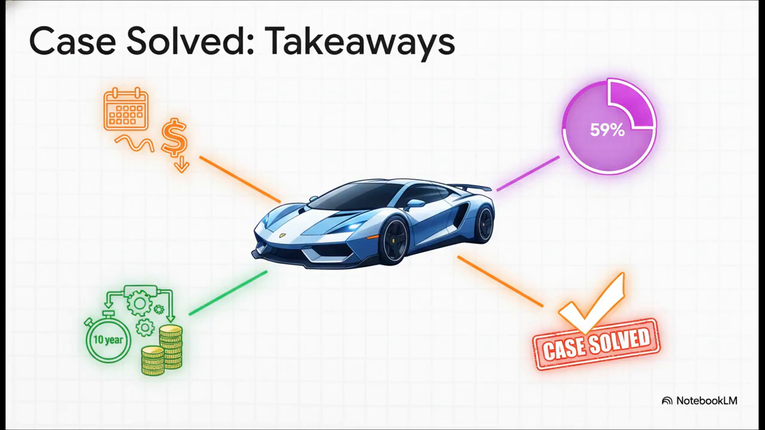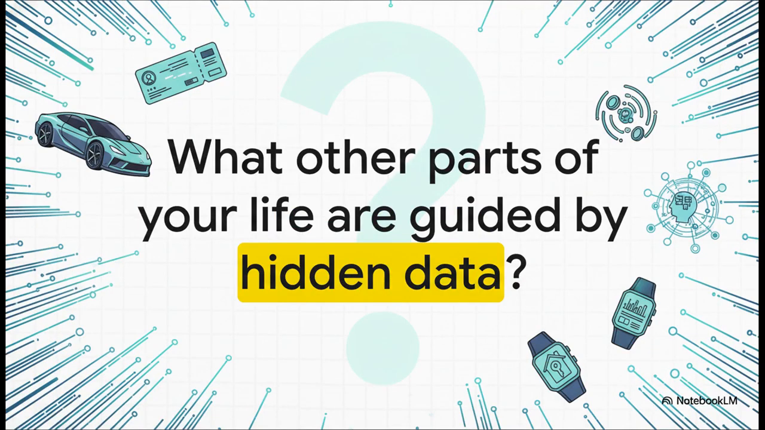It's real. You know, today we cracked the code on car insurance, but this exact same kind of detective work, this kind of analysis, is happening silently all around you every single day. The price you pay for a plane ticket, your credit score, it's all being run by hidden models just like this one. So the question I want to leave you with is, what other parts of your life are being guided by hidden data?